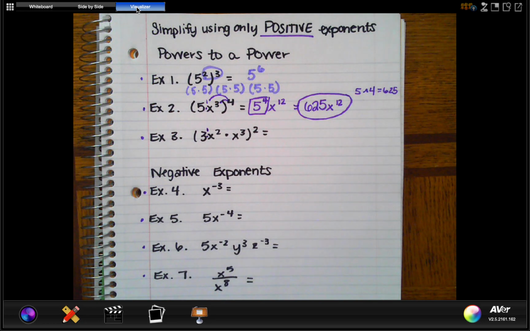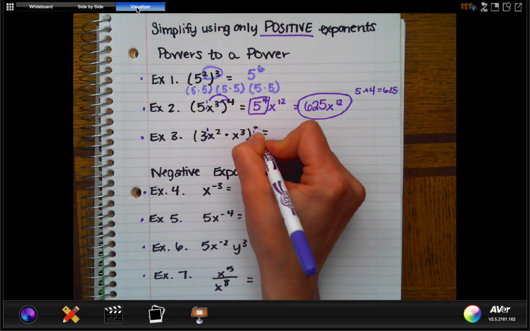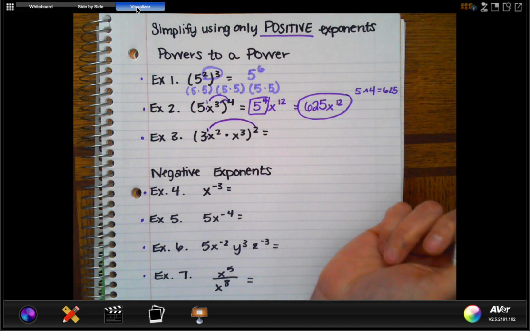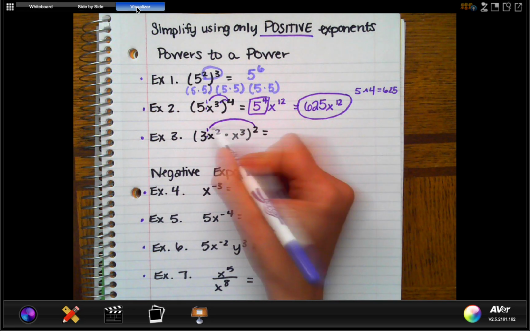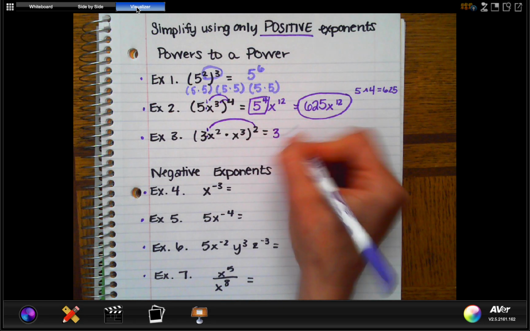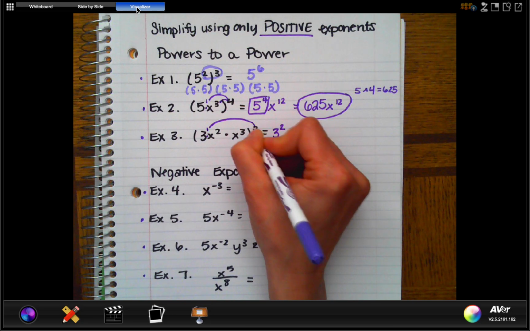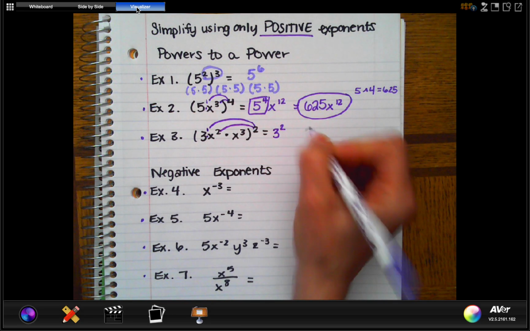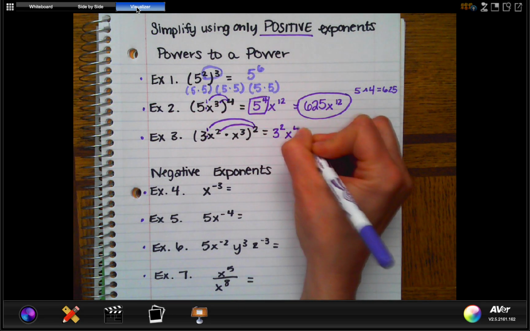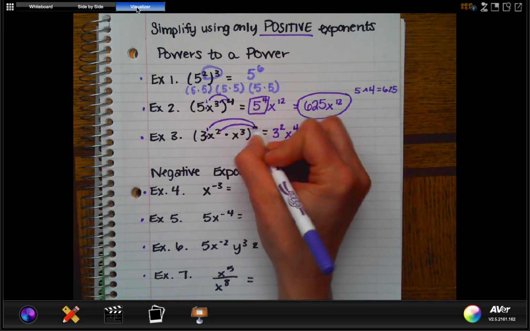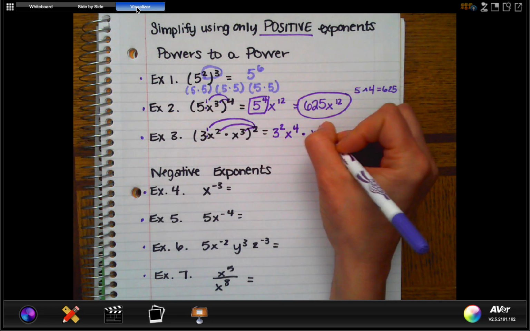So we're going to do the same thing. We're going to distribute this 2 here to each of the exponents on the inside, starting with the first one. So 2 times 1 gives us 3 now to the 2 power, because 2 times 1 is 2. And then we're going to do the next one. 2 times 2 gives us x to the 4th power. And then I'm going to keep it separate for now. 2 times 3 gives us x to the 6th power.